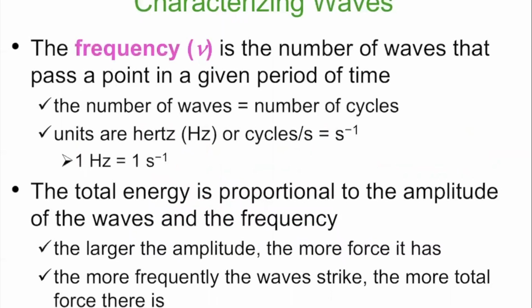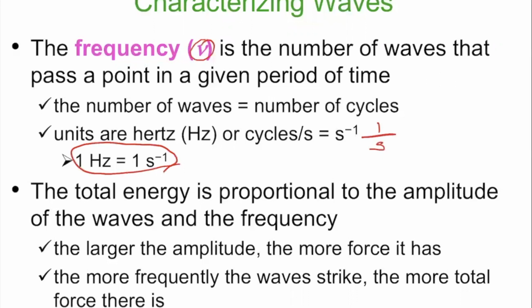Now, there are other characteristics that we have to bring into play. We have frequency, which is represented by this letter. Frequency is the number of waves that pass through a point in a given period of time. We measure that in hertz, or inverse seconds, so this means 1 over seconds. You want to keep this in mind because it is going to be beneficial for us.